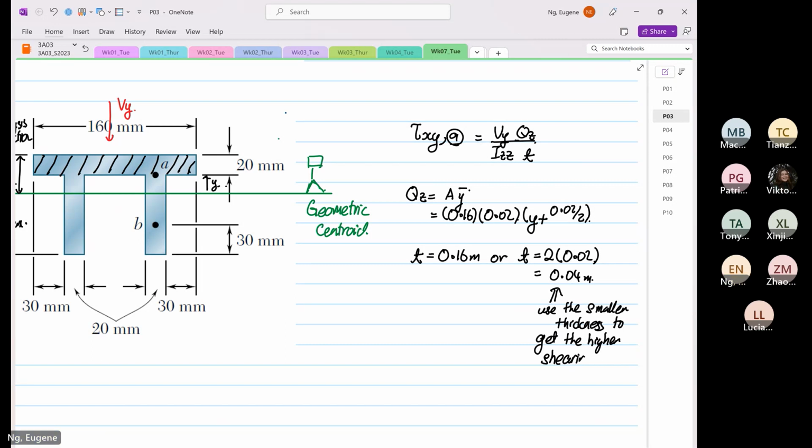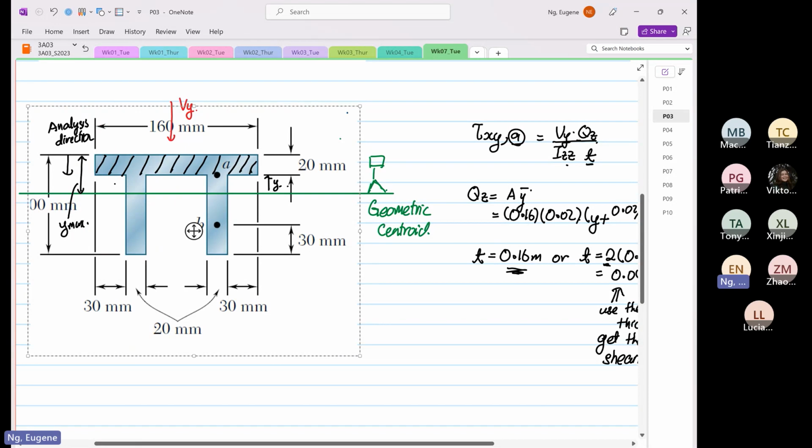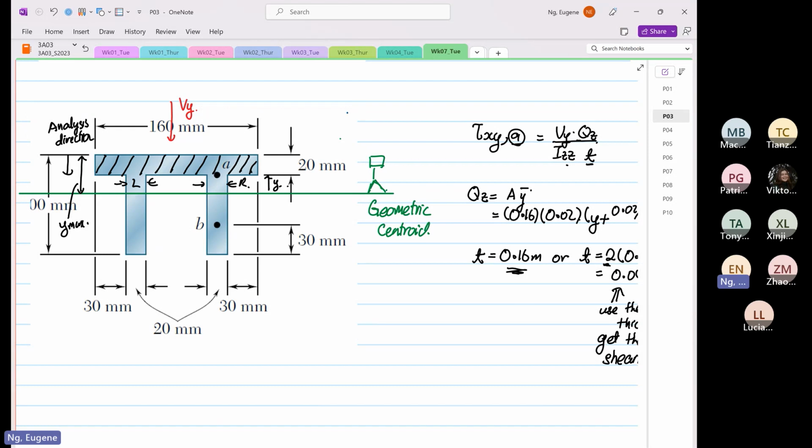There's no point using 0.16, because Vy, Izz, and Qz are constant, and if you use a bigger T, the shear stress is smaller. If you use the smaller thickness, your shear stress is bigger. Now, at point A, you have to put the 2 down here because you have the left thickness and then the right thickness. So this is still pretty straightforward. Nothing difficult.